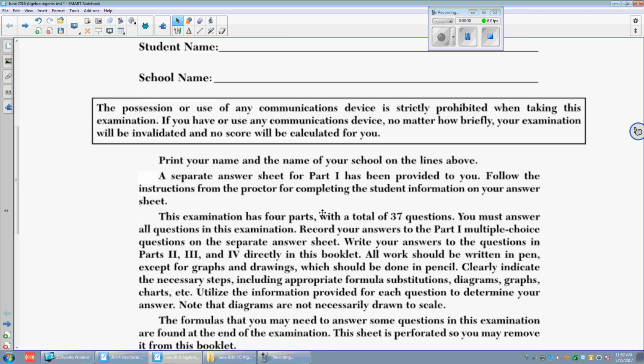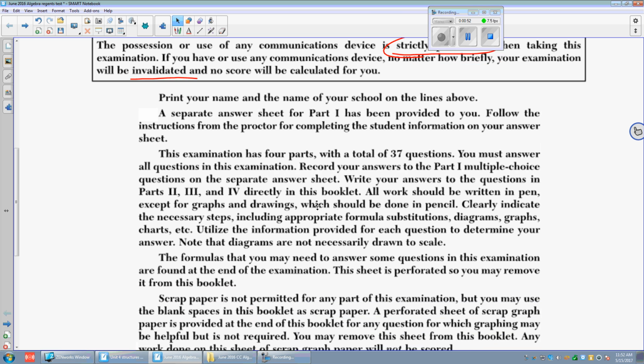This is the important part. The possession or use of any communication device is strictly prohibited. When taking this examination, if you have or use any communication device, no matter how briefly, your examination will be invalidated. No score will be calculated for you. So of course, we're going to ask you to bring your cell phones to the front and leave them on the desk. Okay, usually you leave them in your locker before taking the test.